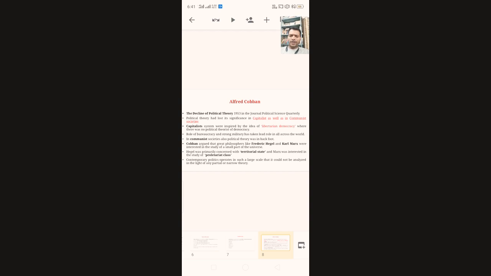lost its significance in capitalist as well as in communist societies. Please emphasize, I again repeat this sentence: political theory had lost its significance in capitalist as well as in communist societies.